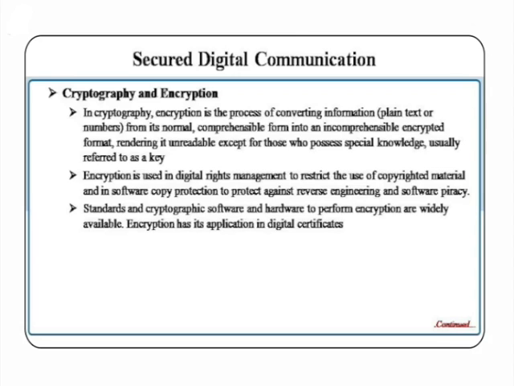Encryption is the process of converting information from its normal comprehensible form into an incomprehensible format, rendering it unreadable except for those who possess special knowledge, usually referred to as a key. Encryption is used in digital rights management to restrict the use of copyrighted material, and in software copy protection to protect against reverse engineering and software piracy.